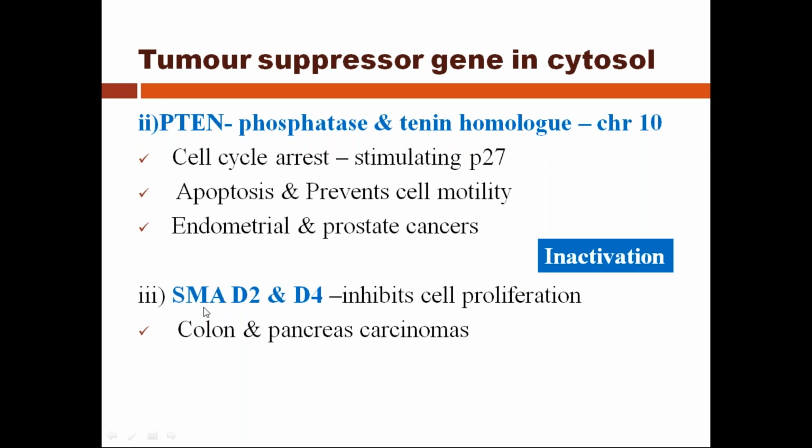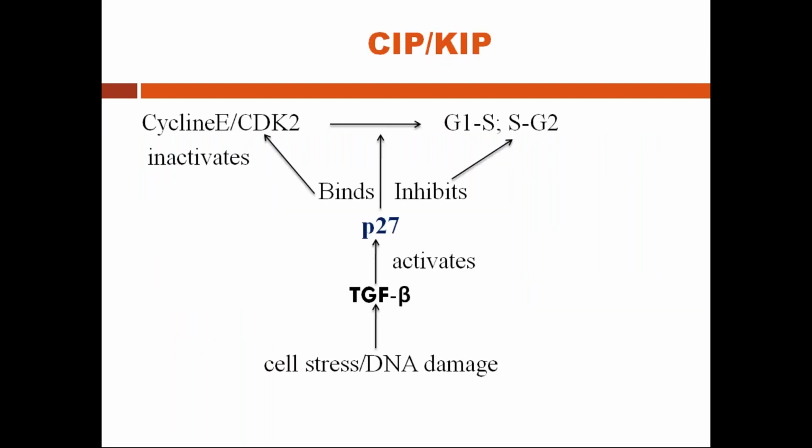And next is SMAD2 and SMAD4. The normal function is that it inhibits cell proliferation. It is seen mutated in colon cancers and pancreatic carcinomas. About the P27, where does it come? I just wanted to show you.